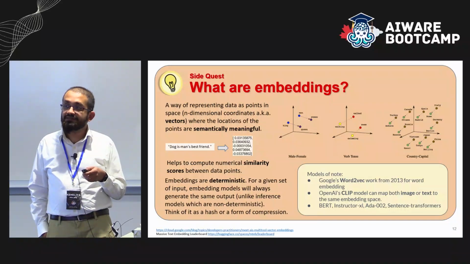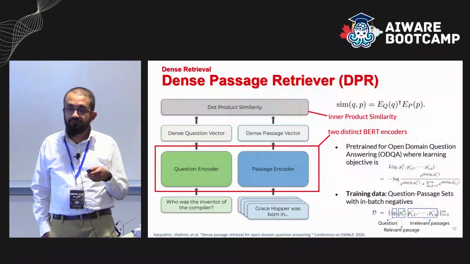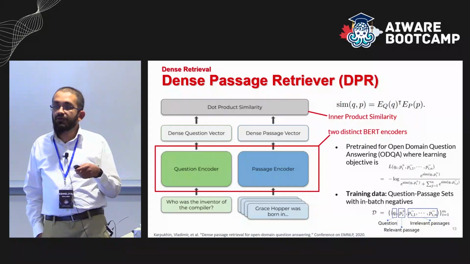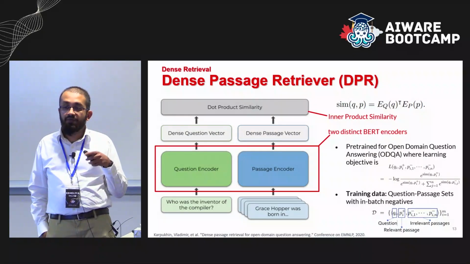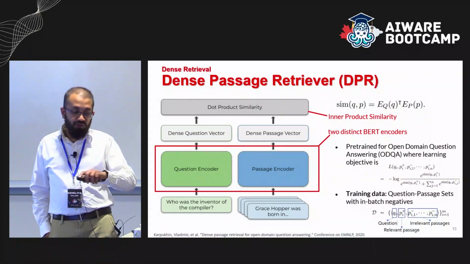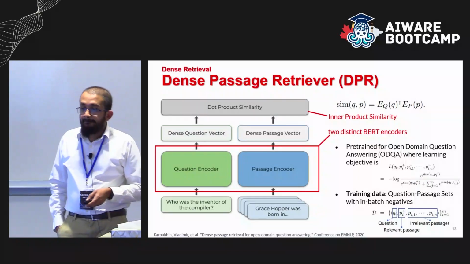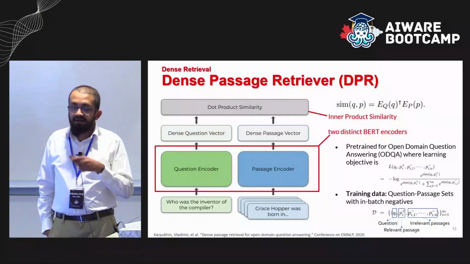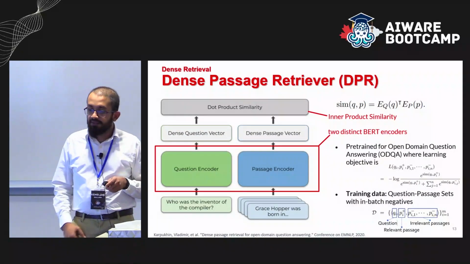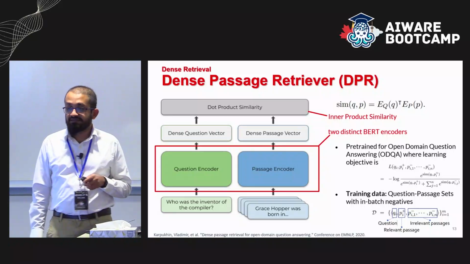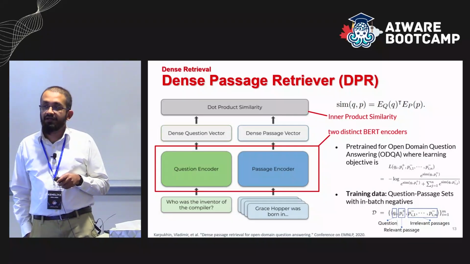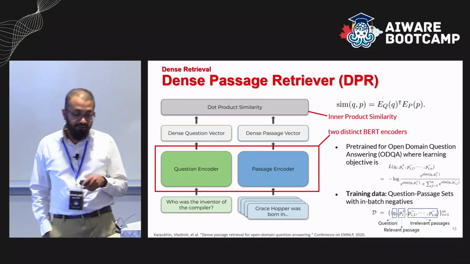So based on this idea of embeddings, we do retrieval. That's what we call dense retrieval. There are several techniques of doing dense retrieval. Dense passage retrieval, also called DPR, is one such technique that came earlier.